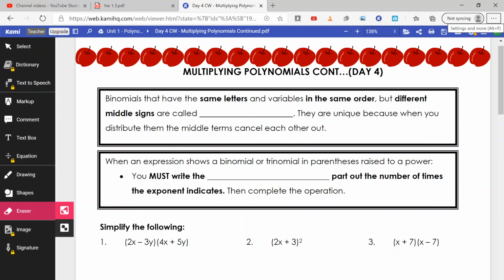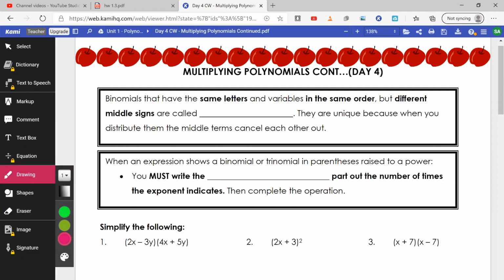We're going to continue looking at multiplying polynomials today because there are actually a couple different things that could occur. For instance, we have binomials that have the same letter and variables in the same order, but different middle signs. These have a specific name to them. These are known as conjugates. Basically, they are opposites. Even though they may look the same, they have opposite signs. And what happens is the middle terms are going to cancel each other out.